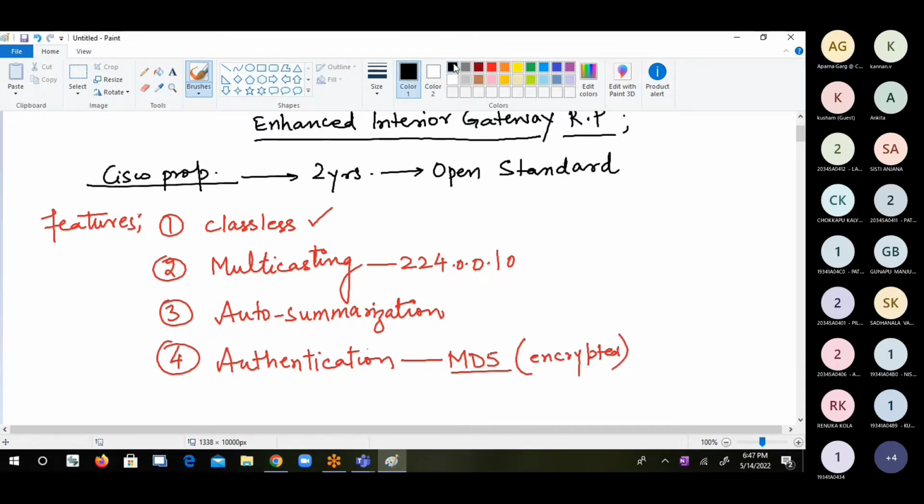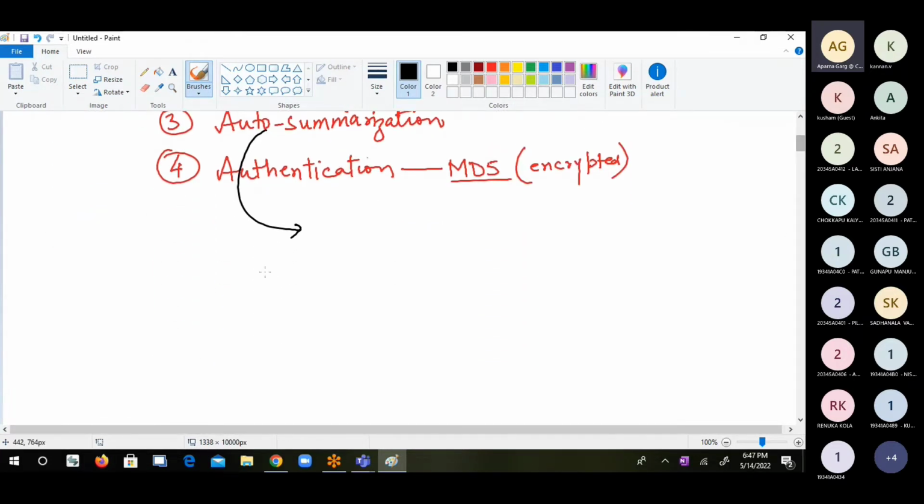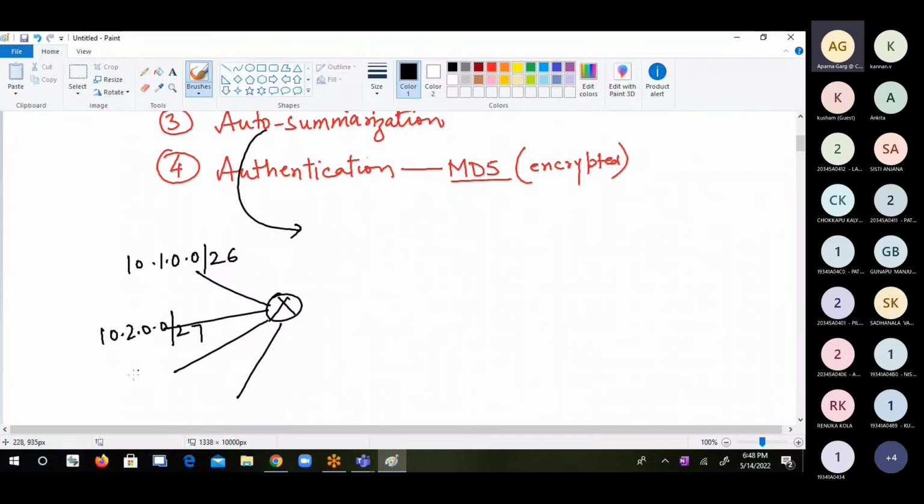Any doubts here? Now, what do you mean by auto summarization? I told you in my RIP class as well, when we were talking about version 2. Let's say a router is receiving a lot of routes from outside. Let's say it's receiving 10.1.0.0/26, 10.2.0.0/27, 10.0.5.0/28, 10.0.0.0/11. So what it will do, what is the classful boundary of class A?